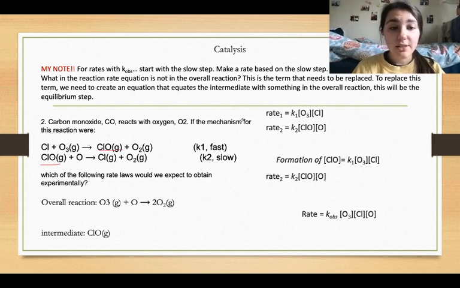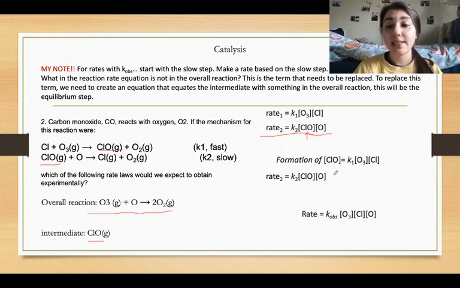So first we have the fast reaction here, and I noticed that the overall reaction is the ozone plus oxygen is to 2 dioxygens. And then again, as I noted, ClO is the intermediate. Now I have the two rates for the fast and the slow reaction. And again, the slow reaction is what determines the rate. But I note that, again, ClO is an intermediate, and so that needs to be replaced.